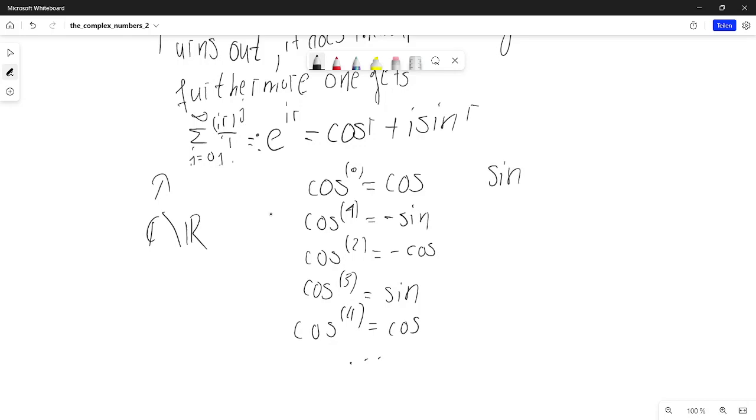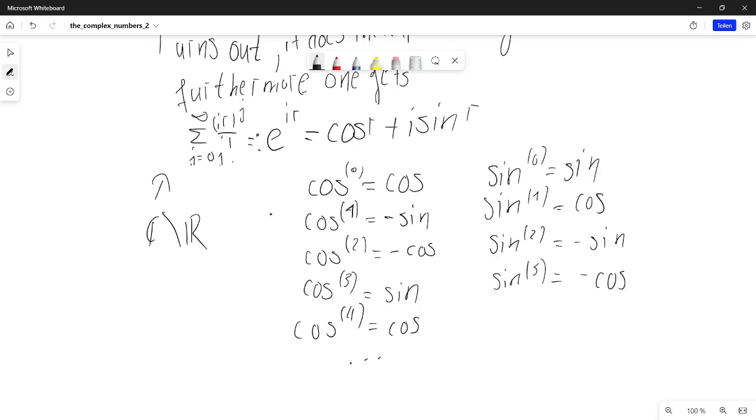Sine's zeroth derivative is sine, the first derivative is cosine. Then we can just continue here. Sine's second derivative is minus sine, the third derivative is minus cosine, and the fourth derivative is sine. Right, and so it goes.